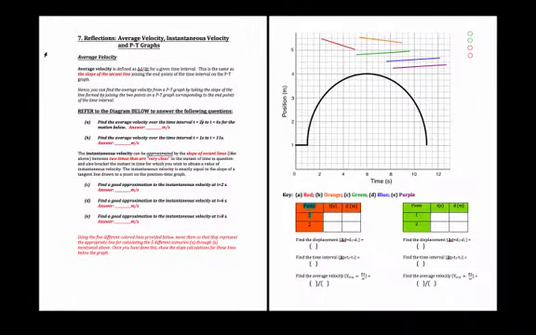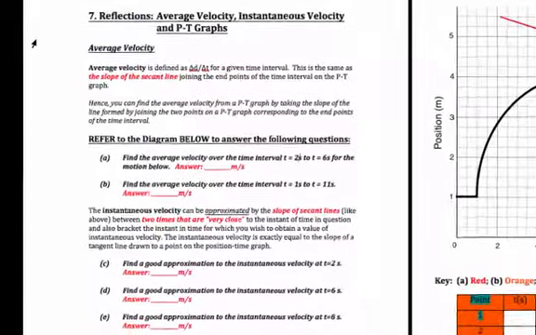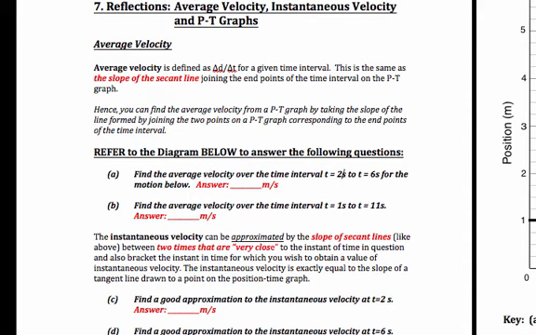Hi, this is a little extra help for completing the Section 7 reflections for L07, average velocity, instantaneous velocity, and PT graphs. In this particular section, what you're being asked to do is to practice the use of determining average velocity using the slope of a secant line, and then also determining a good approximation to the instantaneous velocity using a different type of secant line.